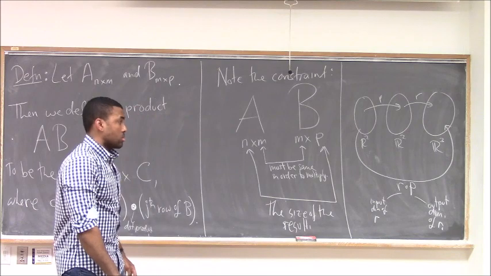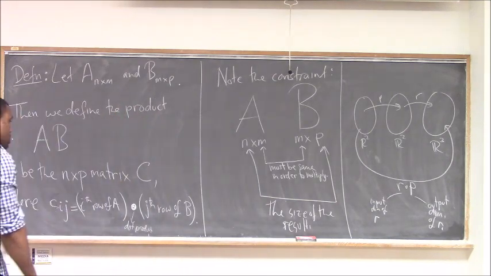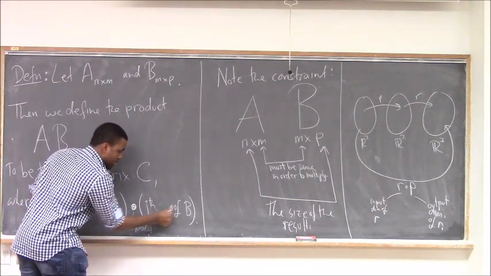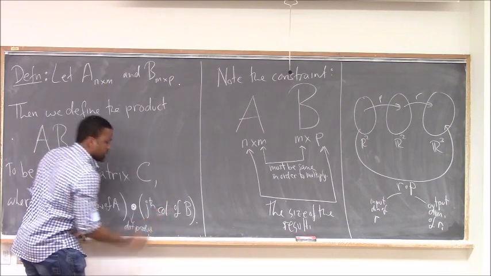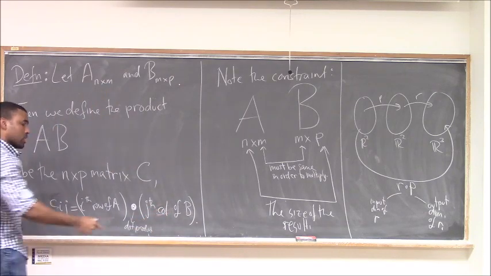Yeah. Should it be the j column? Yeah. Column, yes. I said that, but I wrote something else. Right, you do this horizontal thing.